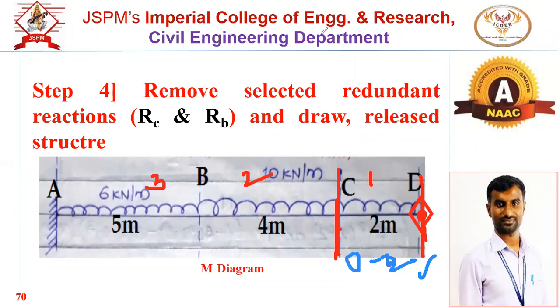Now, for the second zone, CB, or we can say BC. Suppose this is DC, this is CB, and this is BA. Now tell me, what will be the limit for the second zone CB, where D is the origin? Yes, Radheshyam. 0 to 6. Okay, the first option is 0 to 6.